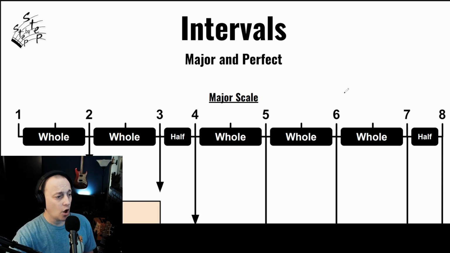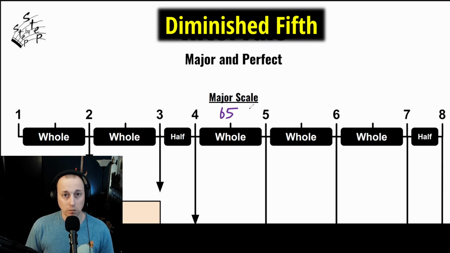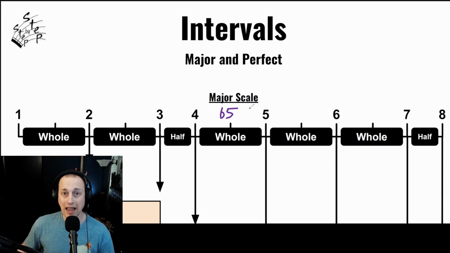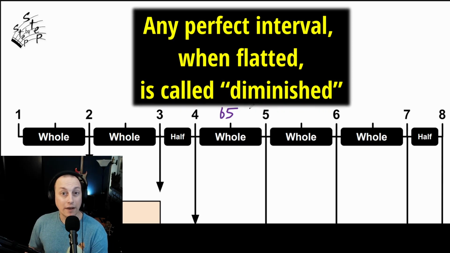The fifth, when flatted, is called a flat 5. Yes, you're right. But the fancy name is diminished. So you could say, how about that flat 5? You could also say, how about that diminished fifth? And your inquiry would apply to the same interval in both cases. So the rule is, any perfect interval, when flatted, becomes diminished.